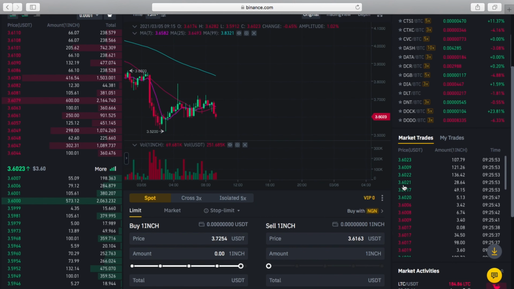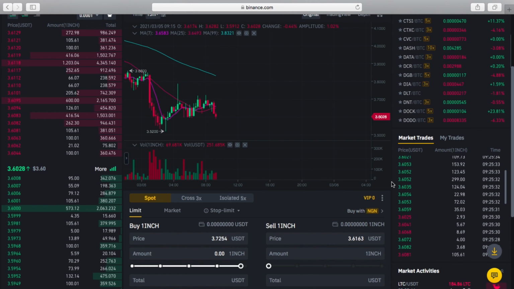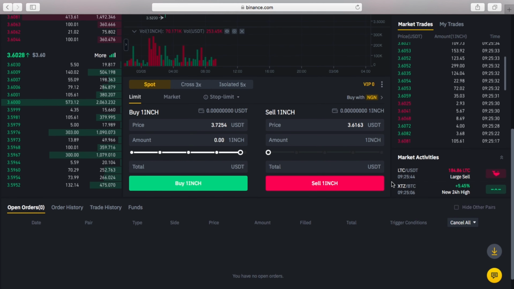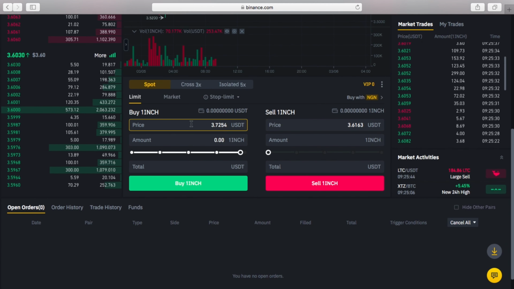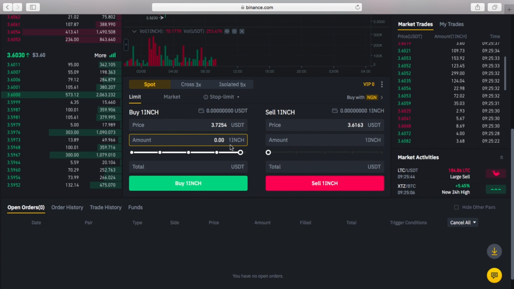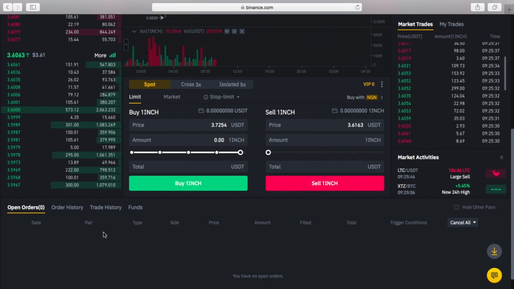Just highlighted everything. So this is what it is. If I took this order now, like I fill in this price and I click on the buy 1INCH, it's going to appear in my open orders. You understand? This is where it's going to appear.